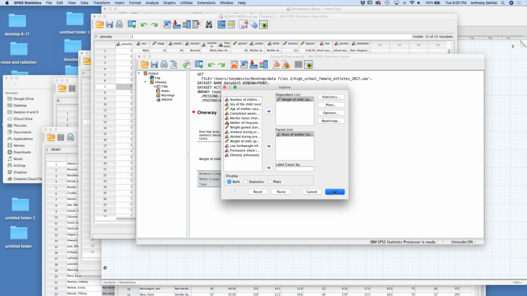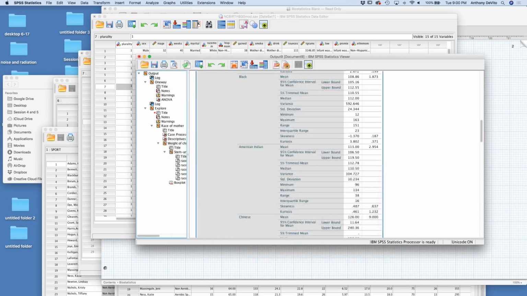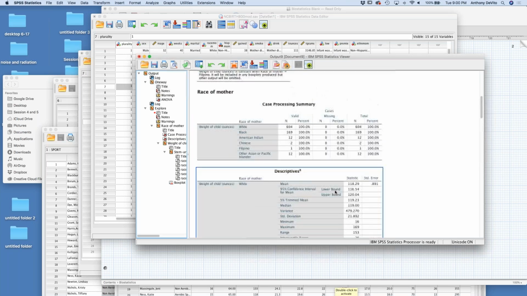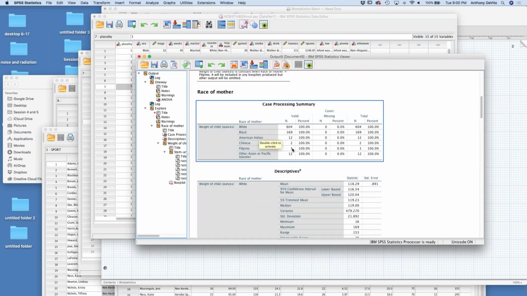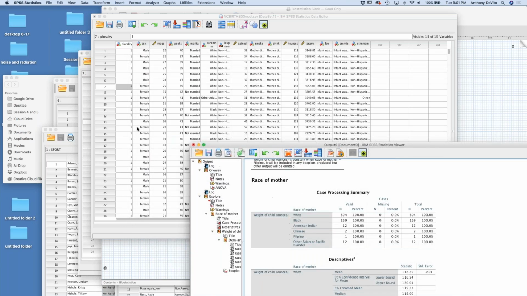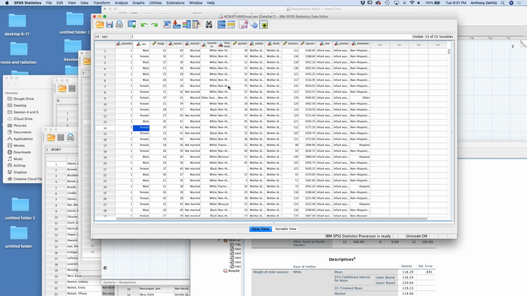And I'm going to see which of these groups have very few values. So let's see. So white, black, American Indian, Chinese, and Filipino have very few people in these groups. So I am going to remove them and just have white, black, American Indian, and Asian Pacific Islander. Let me see if I can do that by just going in here.